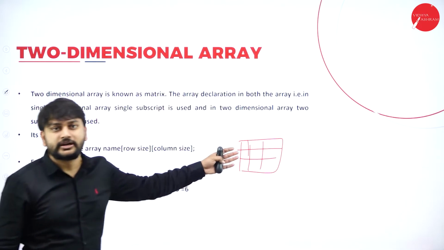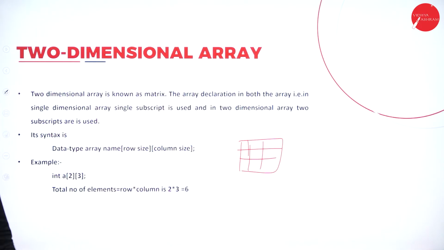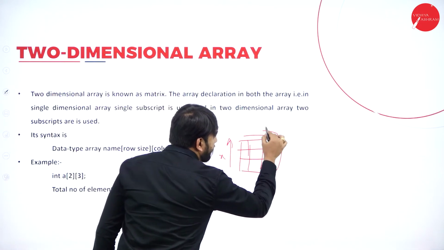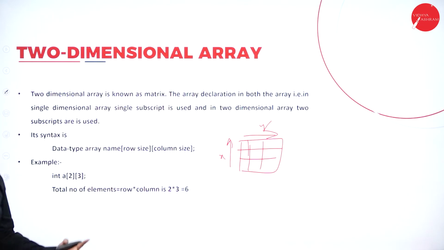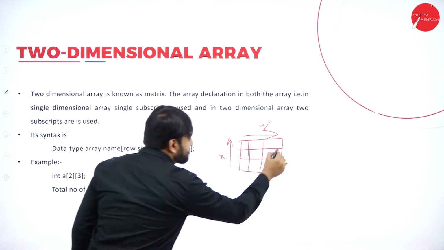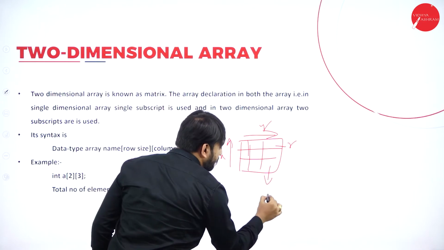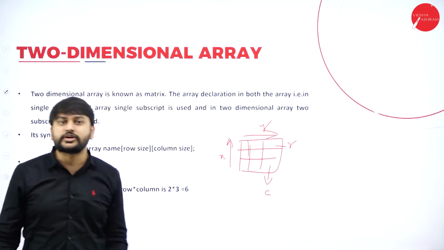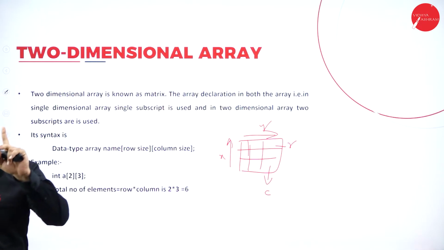So this is what we call a matrix, right? Your array will be like this. How many dimensions do you have? You have two dimensions, X and Y. So you have two dimensions, yes or no? We will call this rows and this is what I will call columns. So fine, I have two dimensions.